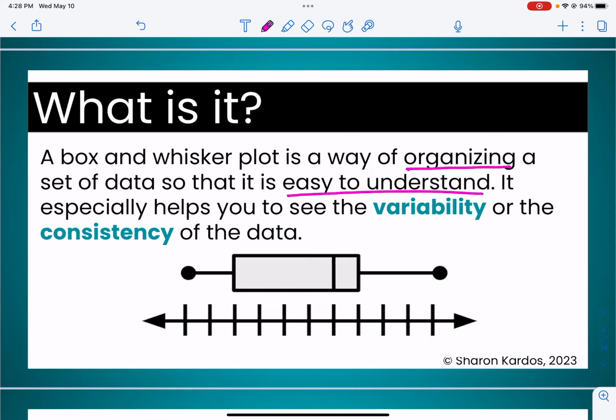And it especially helps us to see the variability or how spread out the data is, or the consistency of the data. The consistency would be if it's tightly grouped. So those two things are kind of opposite. Variability being spread out, consistency being closer together, tight knit.